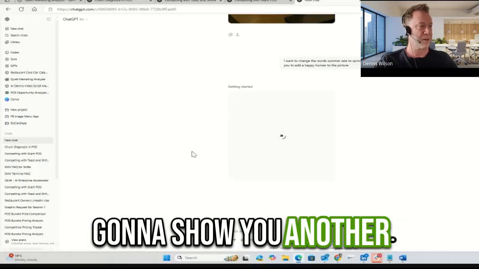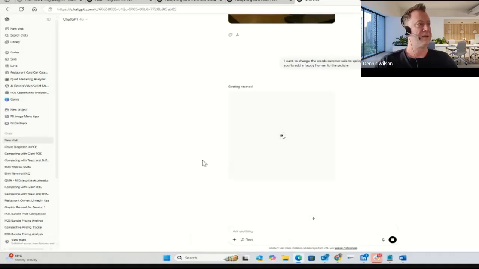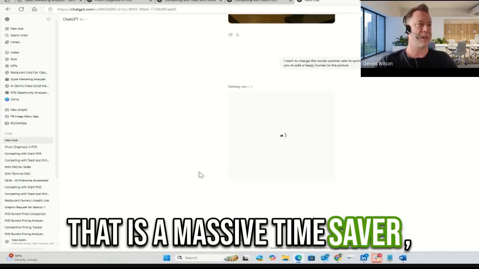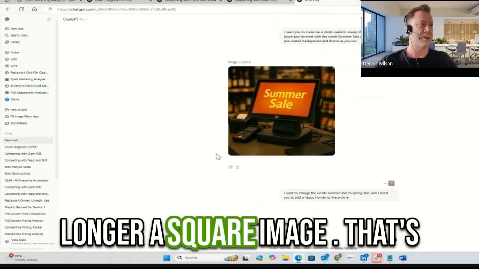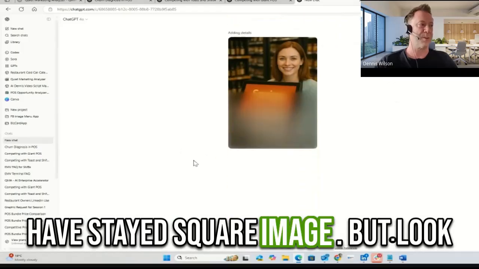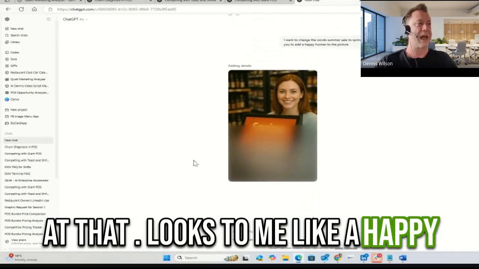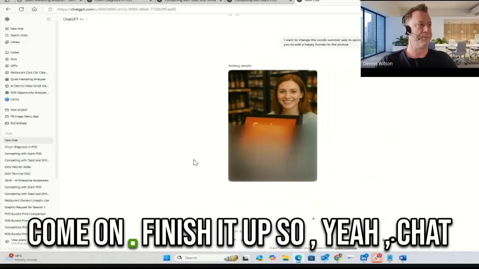And then I'm going to show you another superpower once this one's generated that most people don't realize, that is a massive time saver, especially with stuff like this. So notice it changed shapes. It's no longer a square image. That's because I didn't tell it to. If I would have told it square image, it would have stayed square image. But look at that. It looks to me like a happy human. What do you think? And notice the background's the same. Come on. Finish it up.